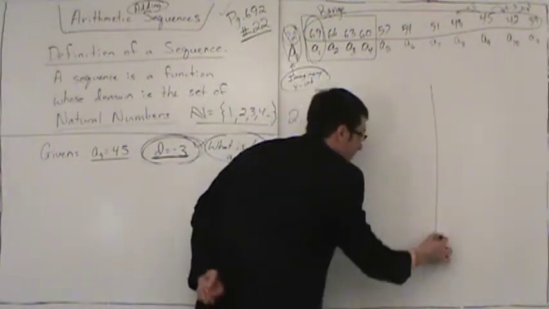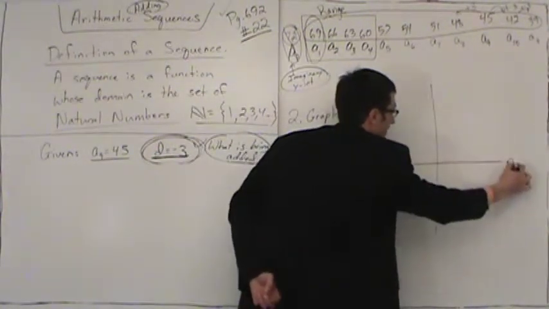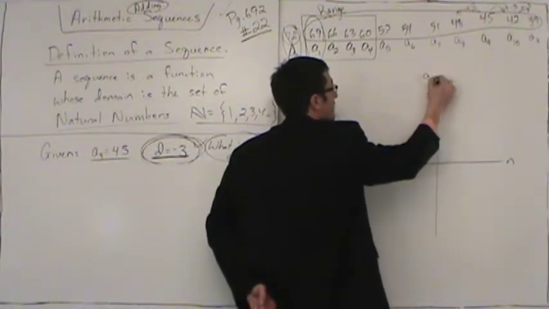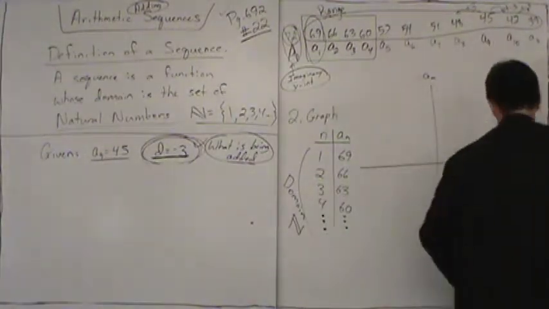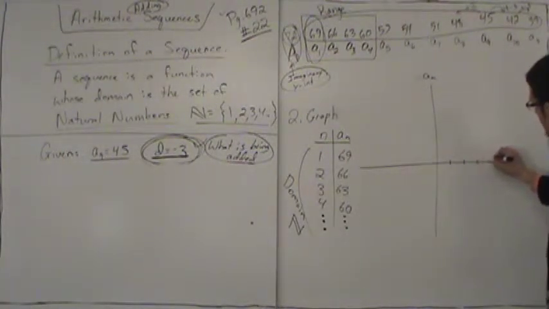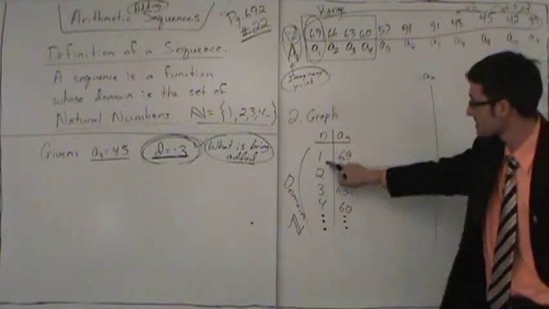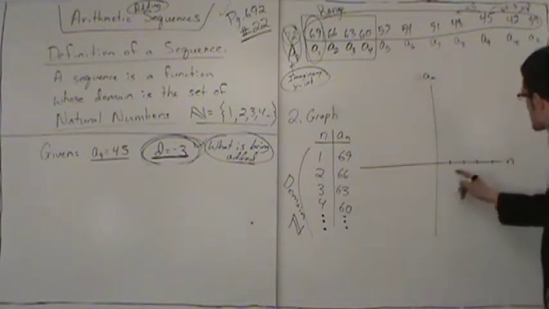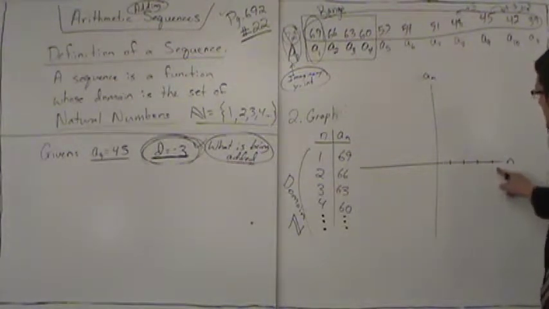Now, graph the function. We have our n-axis and a sub n, our height at n. Remember that the units for the n-axis will never change. They will always be units of 1. Why? Because the domain is the set of natural numbers, 1, 2, 3, 4, etc. So you can always leave your n-axis in units of 1.